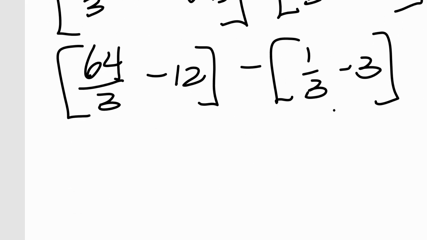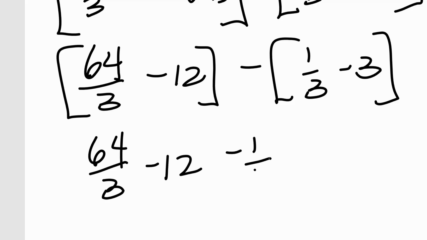All right, now you can either get a value for your first bracket and a value for your second bracket and combine them. I think it's going to be easier for this one to distribute. I'm going to distribute the negative sign. So 64/3 minus 12 minus 1/3 plus 3. So I took this negative sign and distributed it to the 1/3 and the 3.